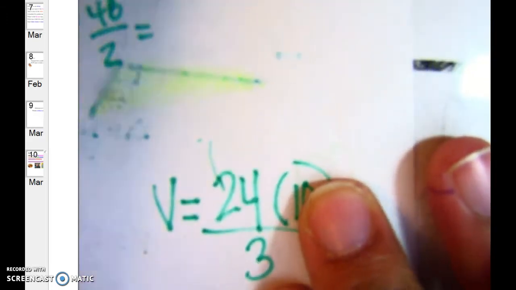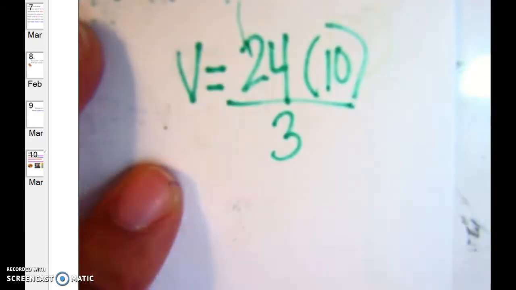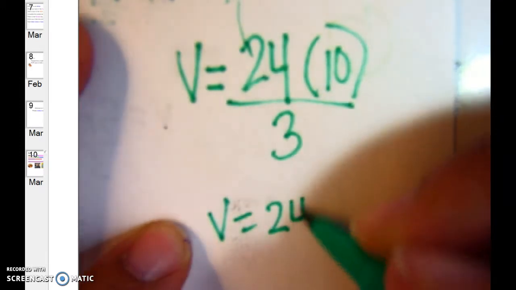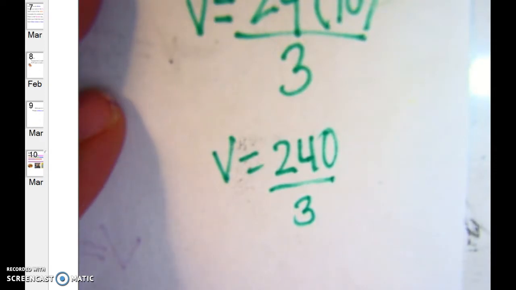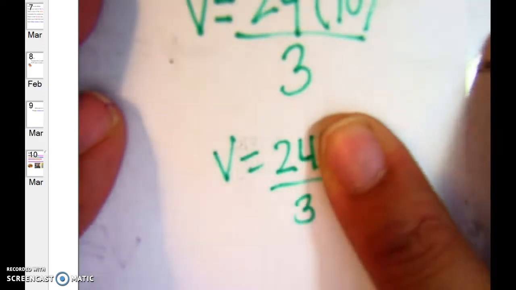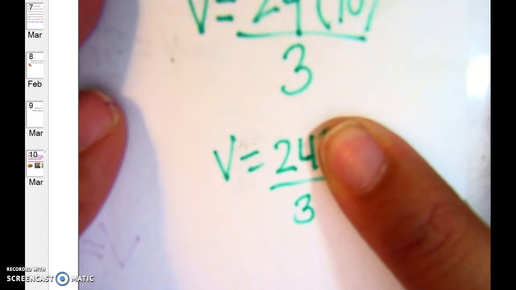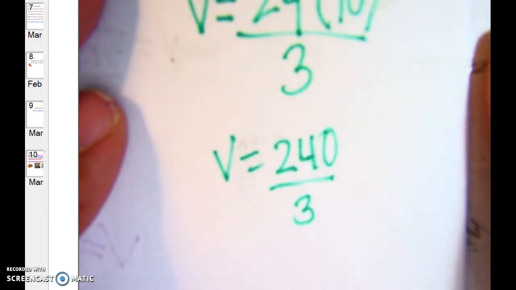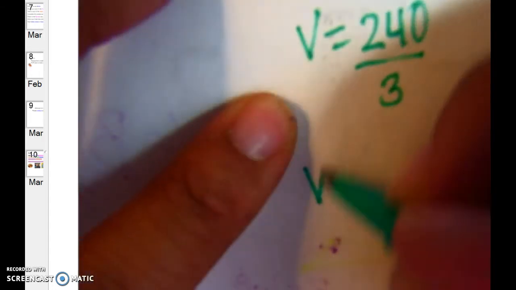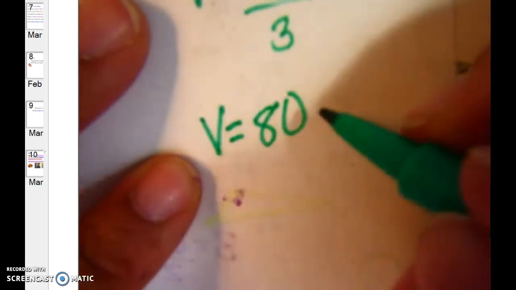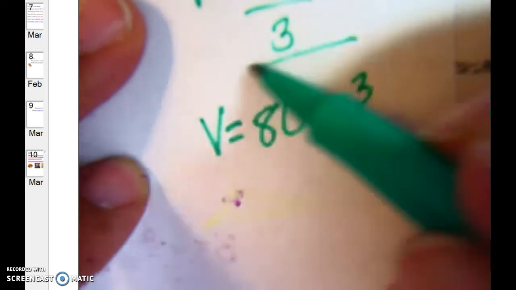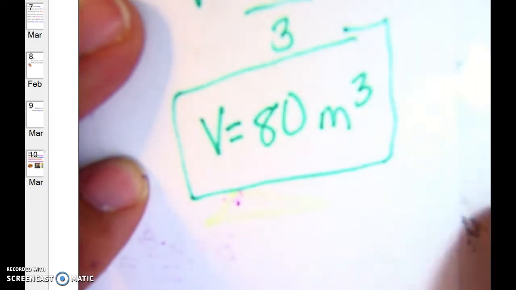24 times 10 you should be able to do in your head, because anything times 10 you're just adding a 0. So the volume is 240 divided by 3. And you should be able to do this in your head, because think about how many times 3 goes into 24. 3 goes into 24 8 times, so 3 goes into 240 80 times. So the volume is 80. What are the units? Miles cubed, because we're talking about volume, the cubic units that will fill it up.